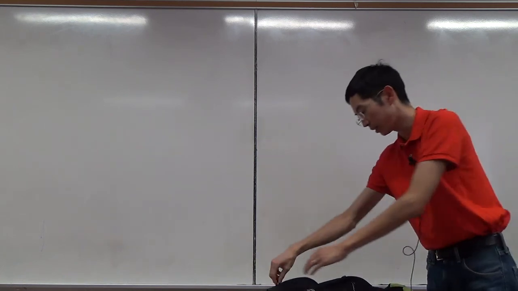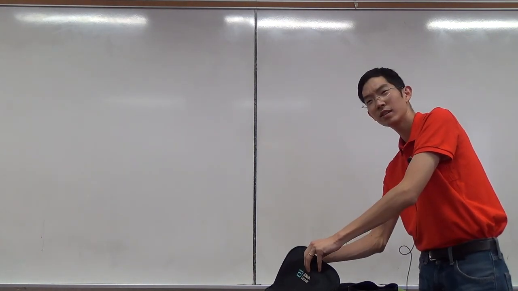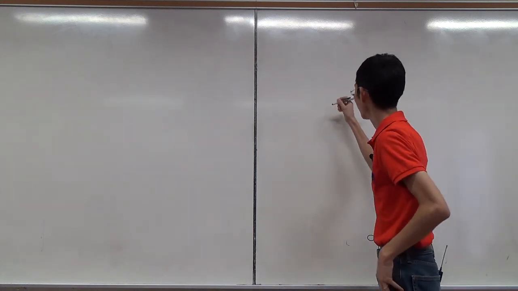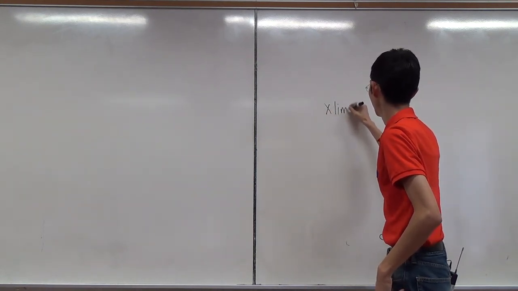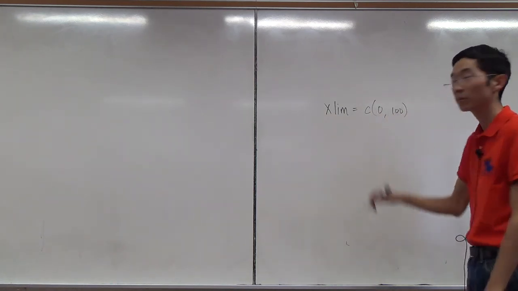Invalid argument. Okay. It's something about our argument. You've got to put in the limits. You would have to do xlim is equal to c(0, 100), or whatever it might be.